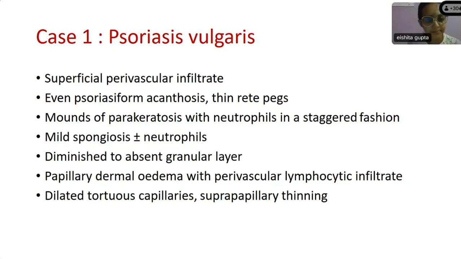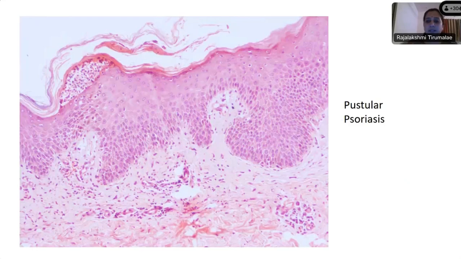Now, there are many variants of psoriasis, but the one that we need to be cognizant of is pustular psoriasis. Pustular psoriasis can occur in patients de novo or in patients who are known cases of plaque psoriasis. In some instances, you may not have the classical features. If you look at this, there's a subcorneal pustule here. But you look at the stratum corneum, it almost looks normal except for a little bit of parakeratosis here.